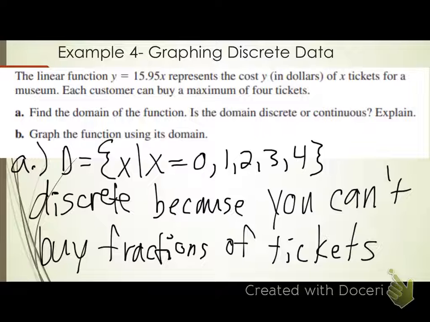Now we've got to do letter B. Graph the function using its domain. How do you think I'm going to graph this using my x values, my domain? Graph on the x-axis? Well, I've got a y-axis, right? It gives me y values. I think I'd put those in too.